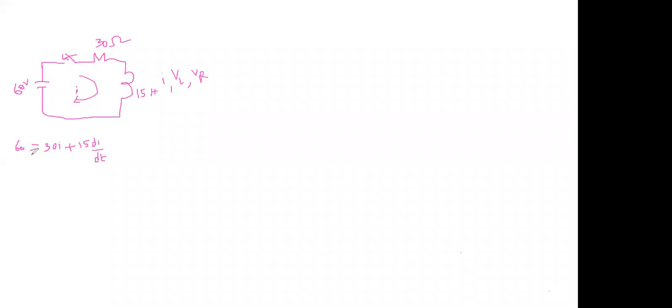Here on both sides, 60 equal to 30i plus 15 di by dt. So we divide all the terms by 15, left hand side and right hand side, then we'll get 4 equal to di by dt plus 2i, that is di by dt plus 2i equal to 4.